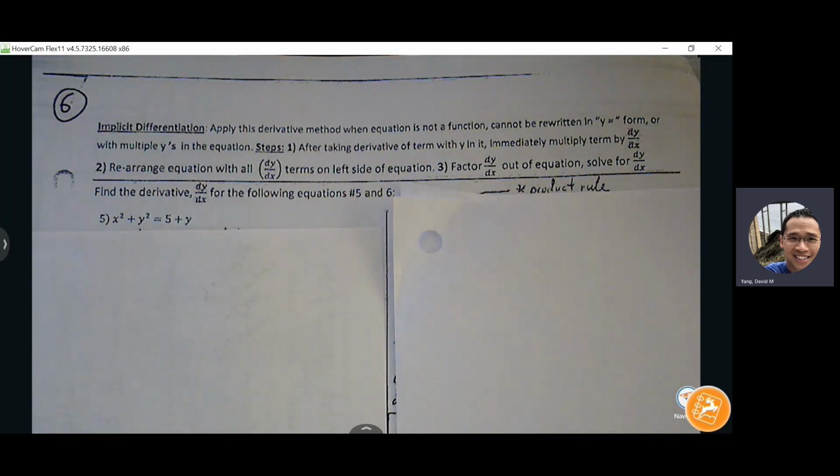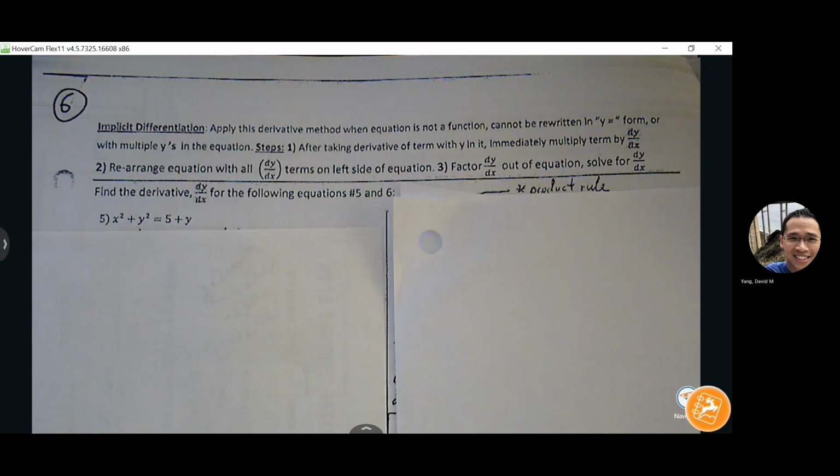So x squared becomes what? 2x. So there's nothing new with x's. It's just the y's that have a little bit extra. Okay, x squared becomes 2x. y squared becomes 2y, but we need to attach dy dx. Good. All right, 5 becomes 0. Okay, and then y becomes 1 dy dx.